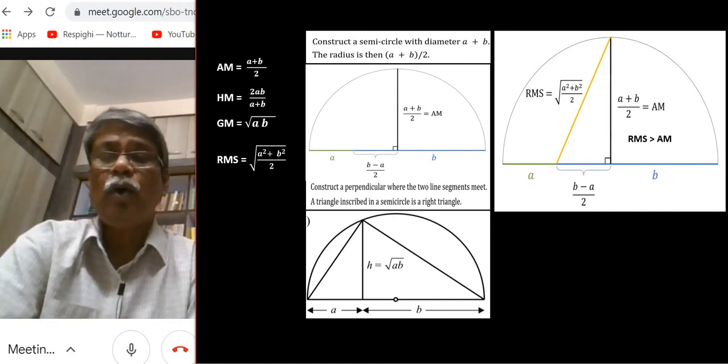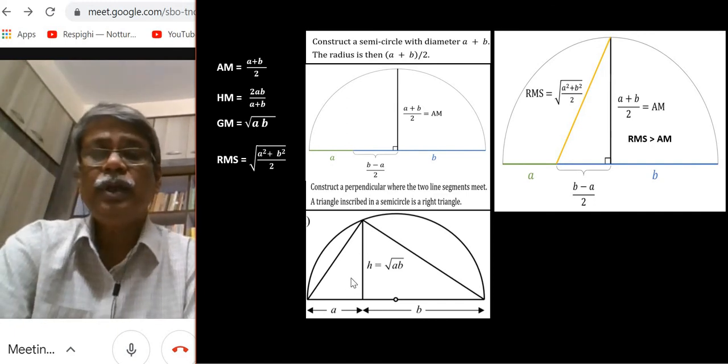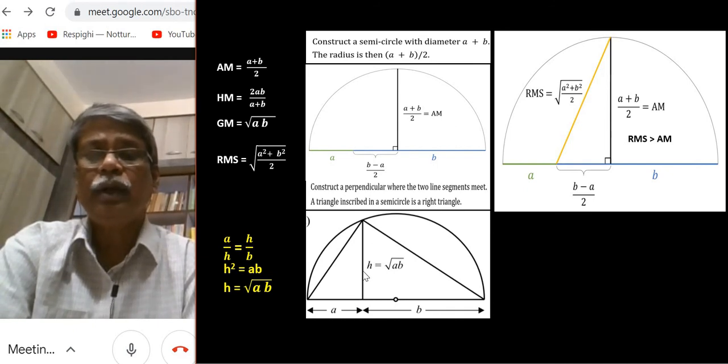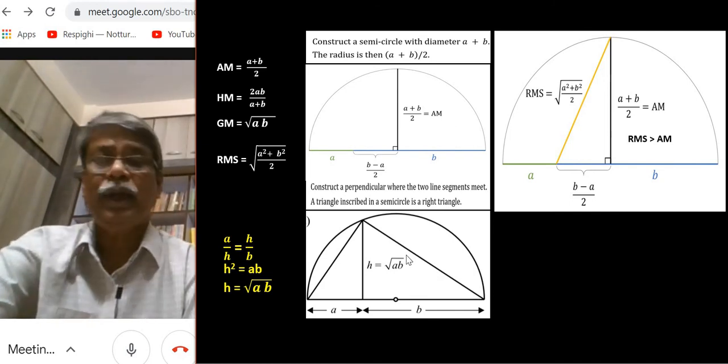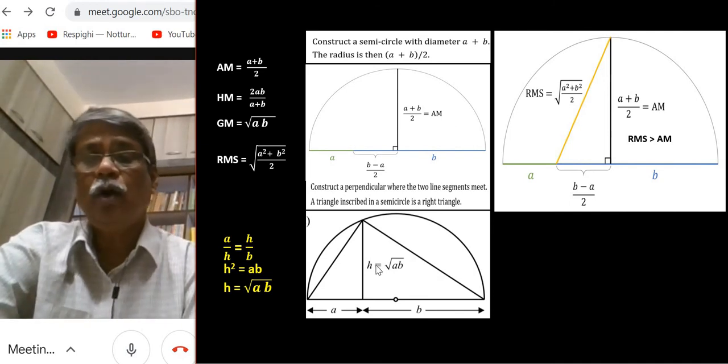Now, what is the length of this H? We consider these two triangles. This small triangle has a 90-degree angle here, and this other right-angled triangle has another 90-degree angle. So one side is common and two angles are the same, and the other angles are also the same, these two angles. So they are similar triangles, and we can apply the law of proportion.